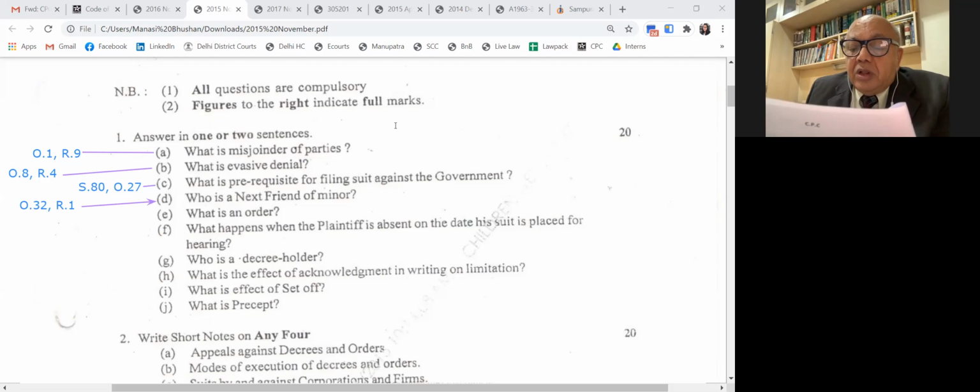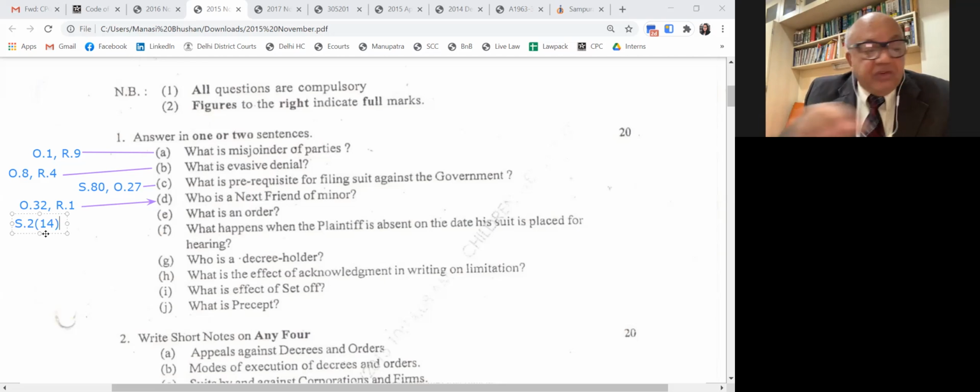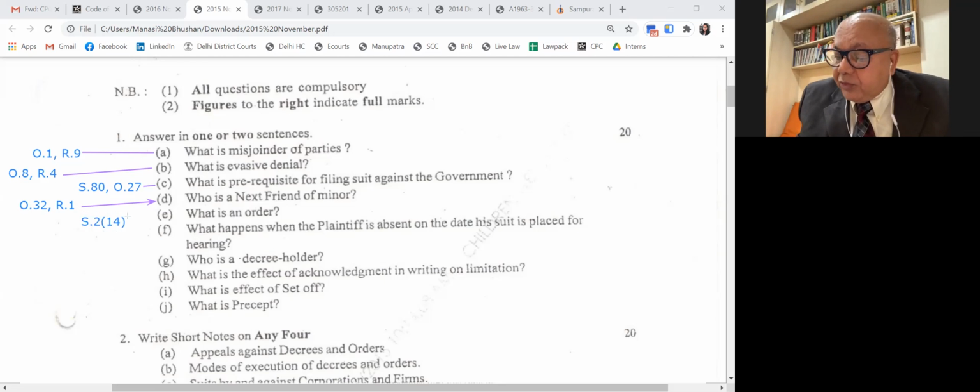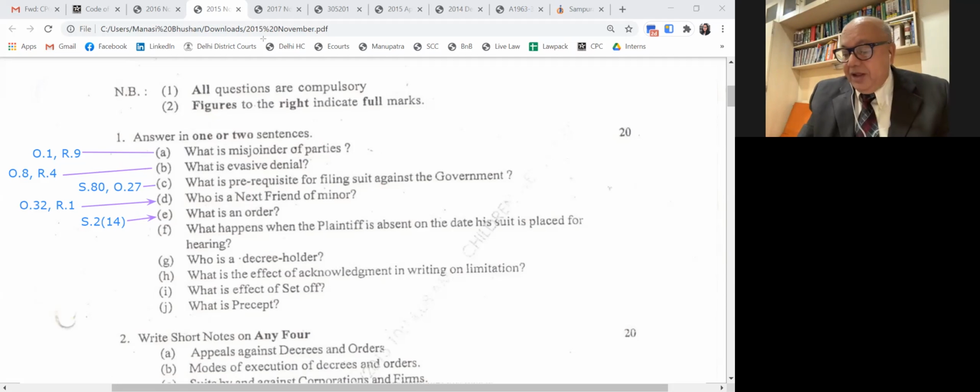Order 32 Rule 1. Then what is an order? Order is defined in section 2 clause 14. You will read section 2(14), the definition clause, where it is given. Order means a formal expression of decision of a civil court which is not a decree. An order may be an interlocutory order, an order rejecting an amendment, an order appointing a commissioner. So they are not decrees, they are merely orders. Okay, read section 2(14).